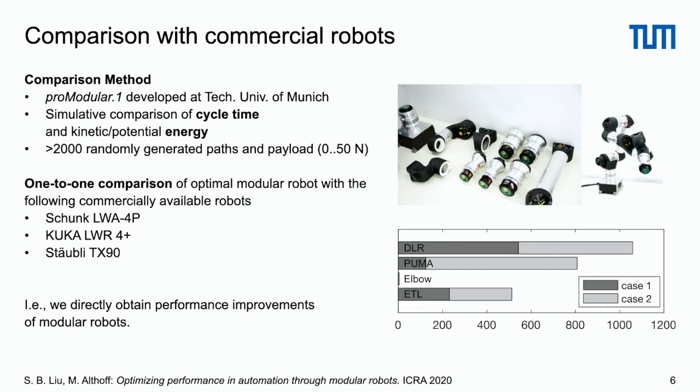We perform a one-to-one comparison, meaning that a task must be feasible for the commercial robot, so that we are able to obtain the performance improvements using optimized modular robots for each task. The graph on the right shows how often a kinematics has been chosen for the optimal modular robot. You can see here that the DLR is favored because of its additional redundant axis that allows more room for optimization. The elbow kinematics, however, is almost never chosen.